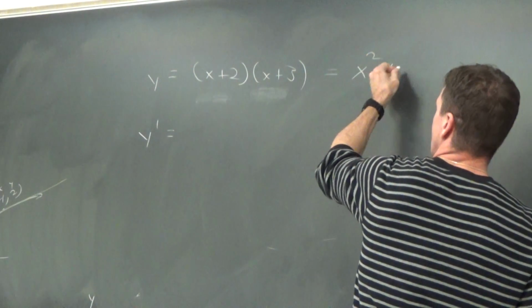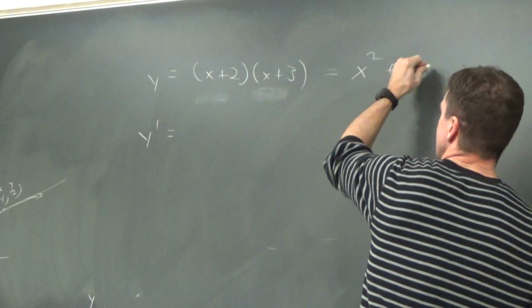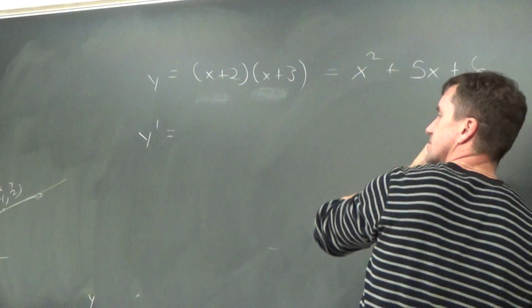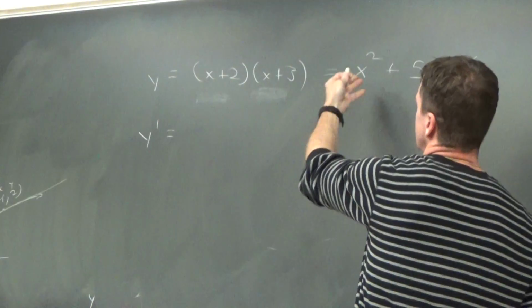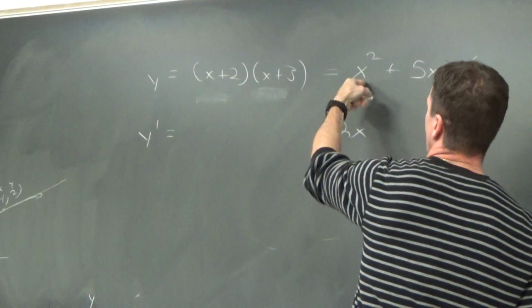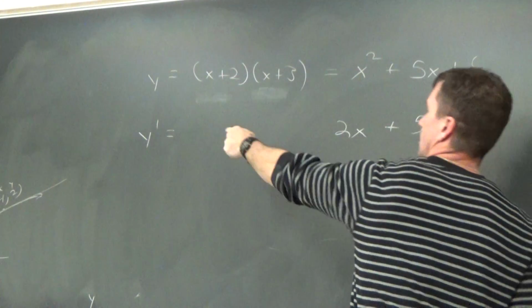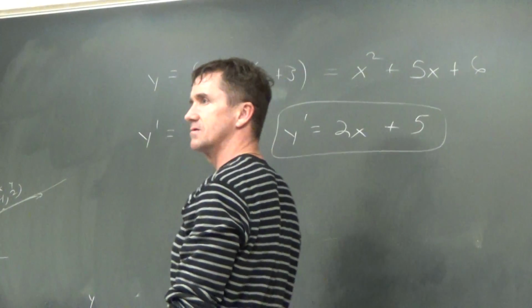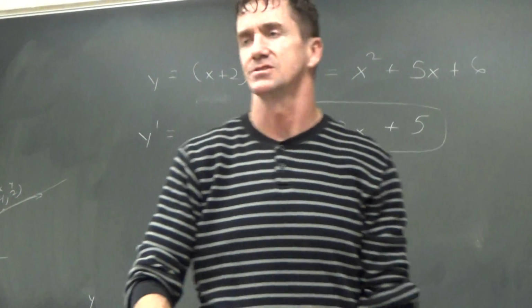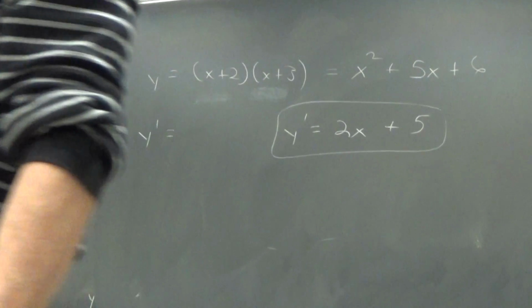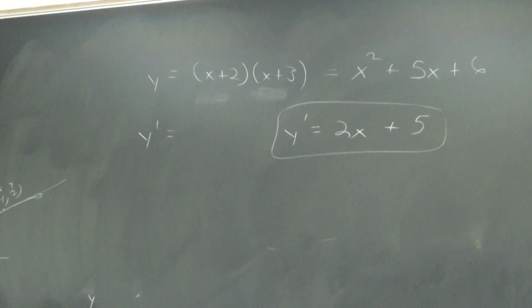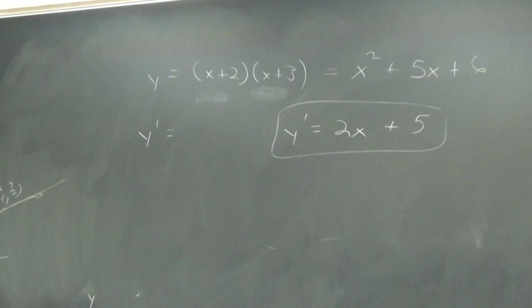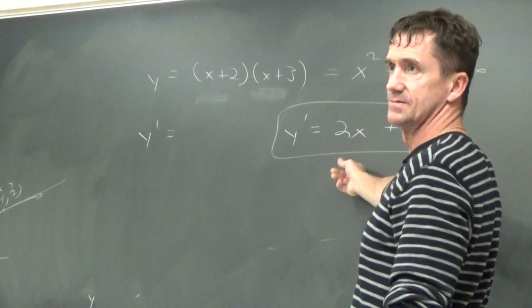1x squared plus 3x plus 2x plus what, 6? 6, yep. So what's its derivative? 2x plus 5. Here, let me move that closer here. Ta-da! Did I need product rule? Nope. So you don't see the value of this. I'll just expand it, I'll do it every time. Even with 3 of them, it doesn't take that long. But we're going to do product rule now to make sure we get the same answer.